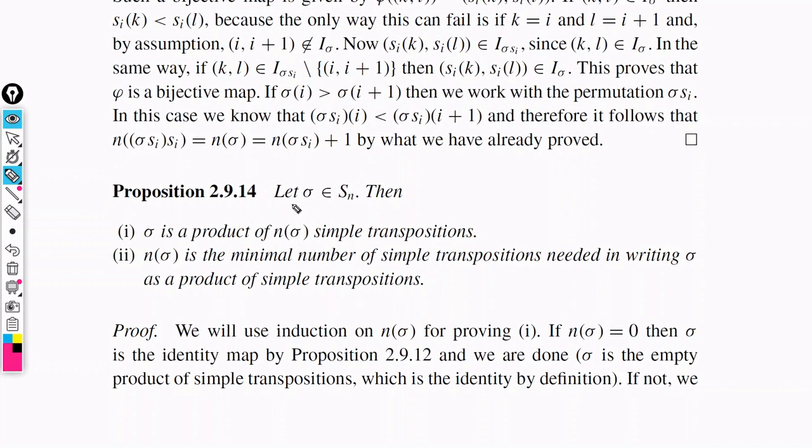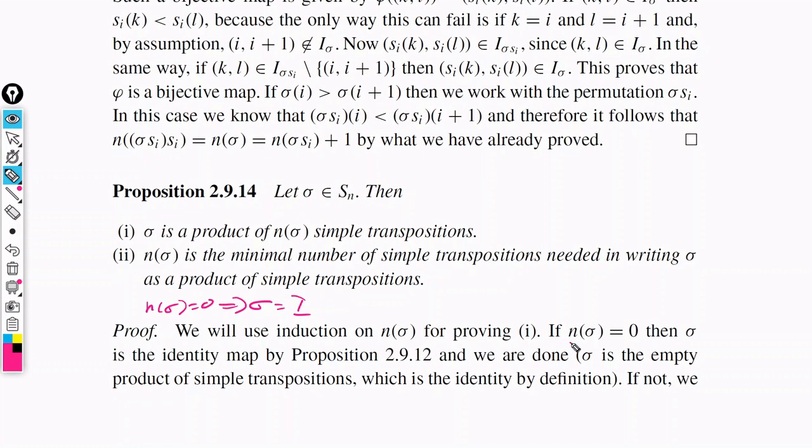Okay, let's start. Let sigma belong to Sn. Then the first part is that sigma is a product of n(sigma) simple transpositions. And for the second part, we have to show that n(sigma) is the minimum number of such simple transpositions. For establishing the first one, we will use induction on n(sigma).